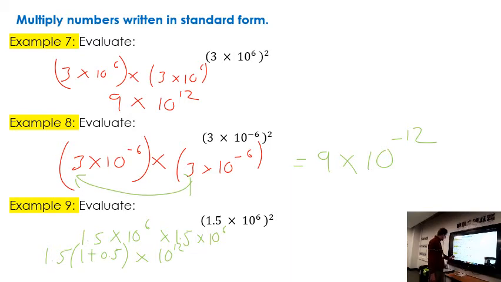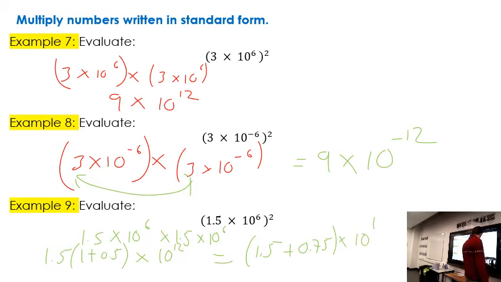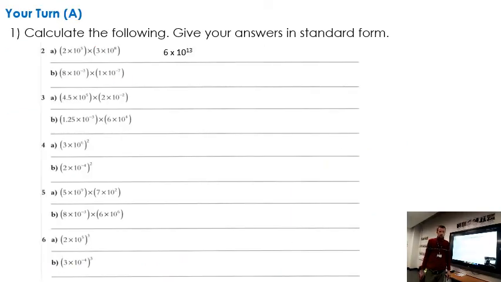Okay, here I'm just going to expand this. So this is going to be 1.5. 1.5 times 0.5 is 0.75 times 10 raised to 12. So this is going to be 2.25 times 10 raised to 12. Check that it's between 1 and 10 now, and it is. Okay, pause the video and have a go at these questions.